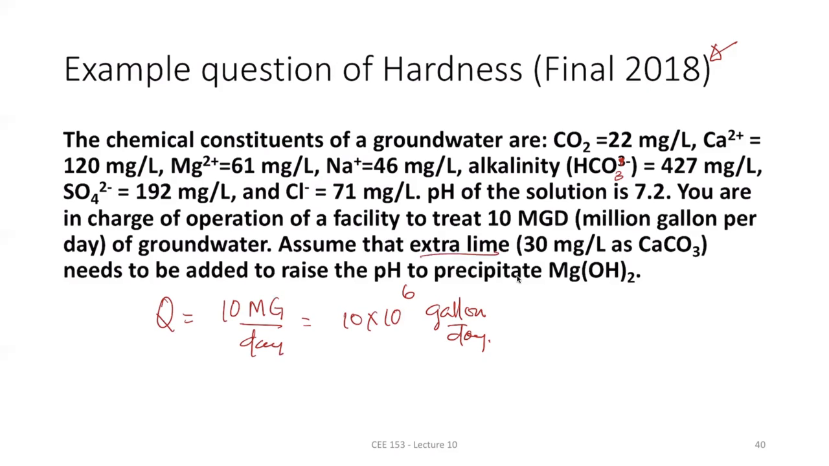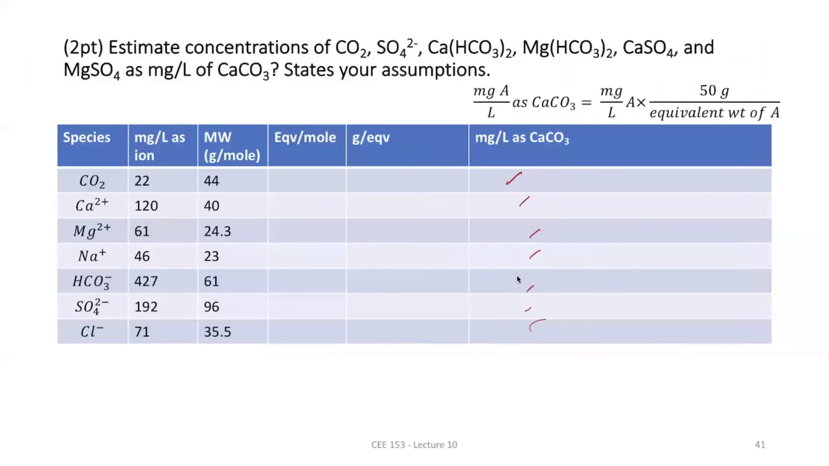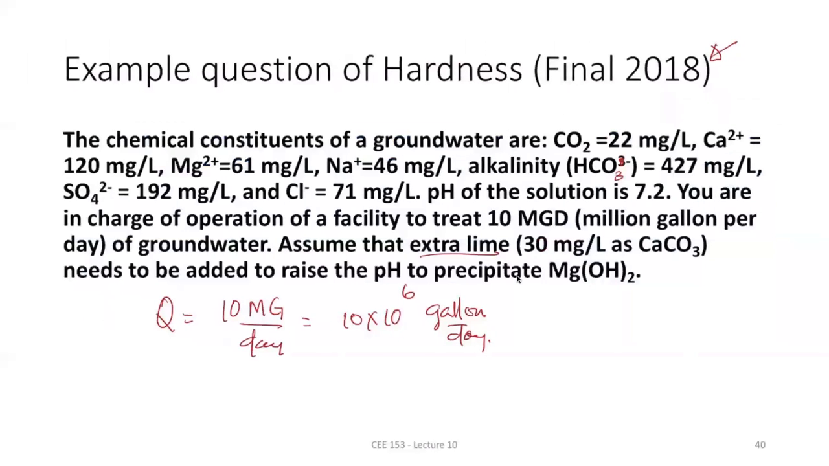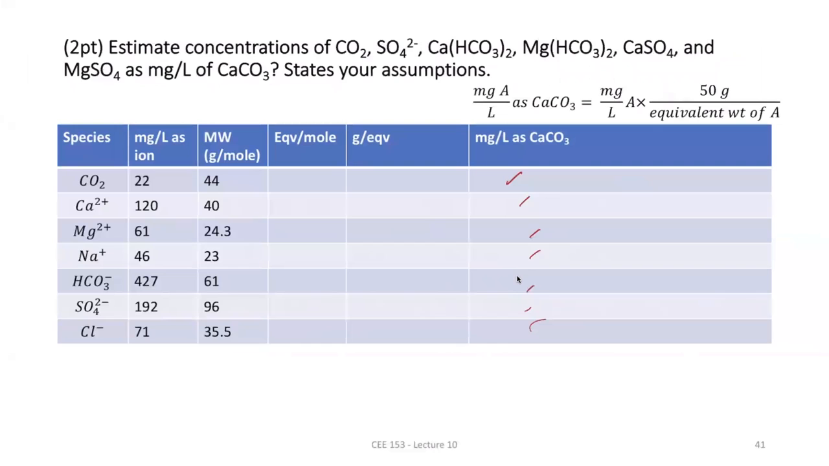So assume that extra lime is 30 milligram per liter as calcium carbonate needed to be added to raise the pH to precipitate magnesium hydroxide. Calculate the value. So extra lime means, whatever lime you calculate based on the equation, you've got to add another 30 milligram per liter in addition to that, because that's something you needed. Okay, so let's see. We have been given all the concentrations.